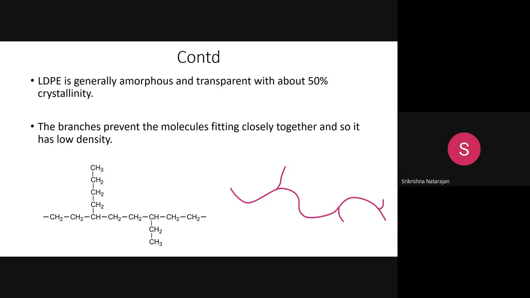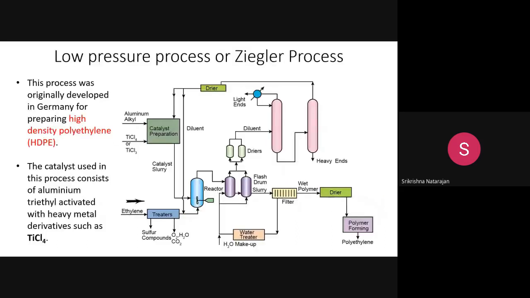Okay. Next is the low pressure process. Previously we have seen the high pressure process. Now we are going to see the low pressure process. This was developed in Germany for preparing high density polyethylene. Previously we discussed low density polyethylene. Now we are going to discuss high density polyethylene. In some big reactor, you do the same addition polymerization with the help of formation of free radicals again. Okay, so it's a free radical polymerization.